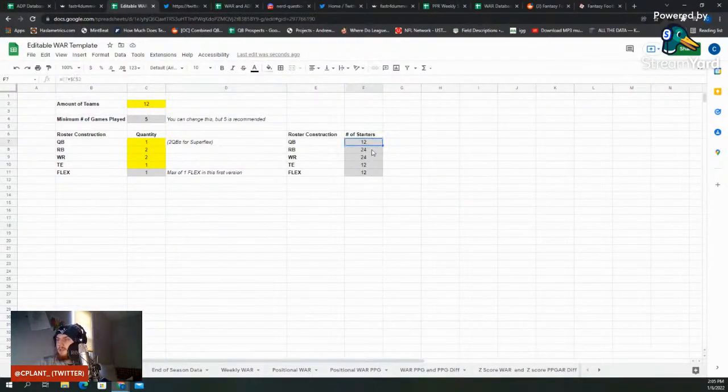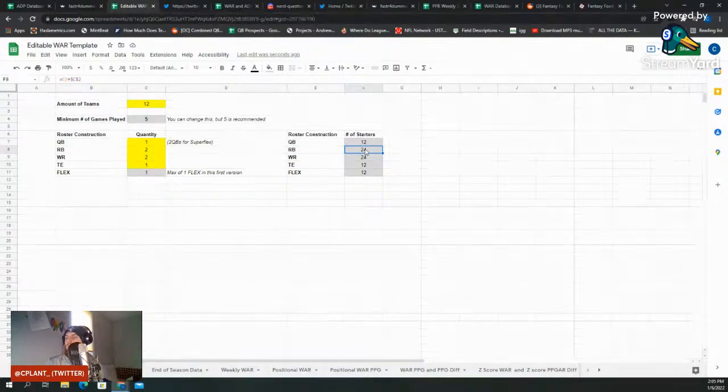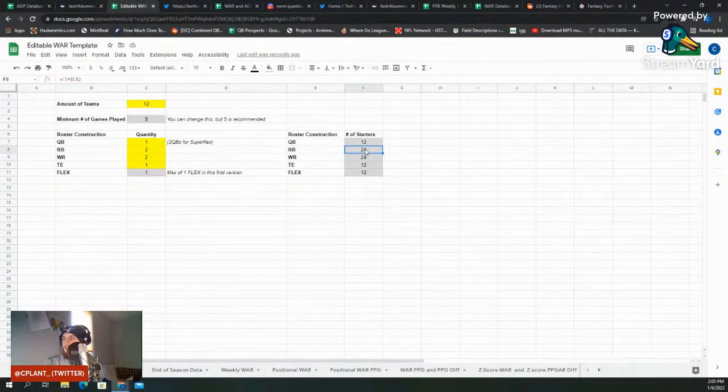These are the number of starters at each position. So the top 12 in total fantasy points are the startable quarterbacks. Top 24 are the startable running backs. You have the RB1 and the RB2. Top 24 are the startable receivers, because you have 2 receiver slots. There's 12 teams. And so on. So that's the format.